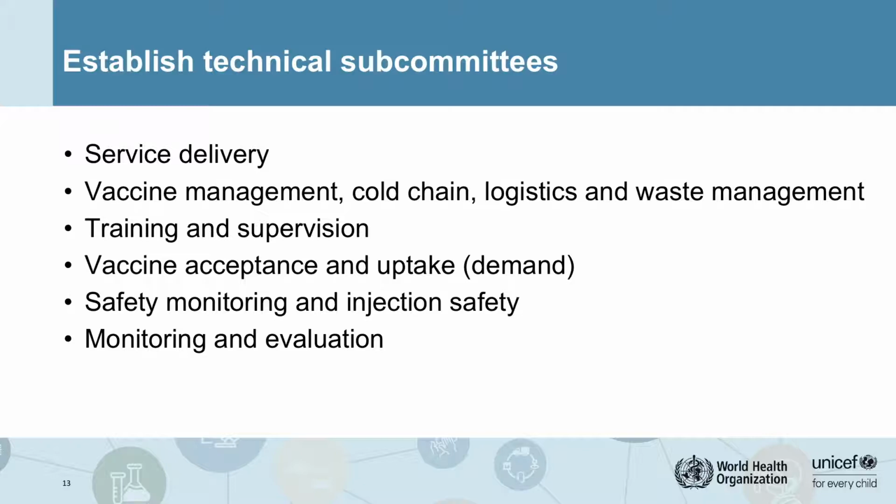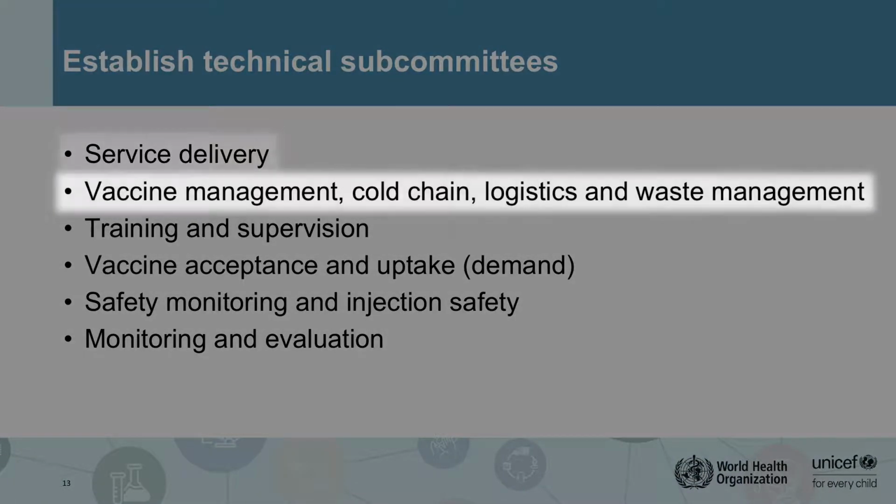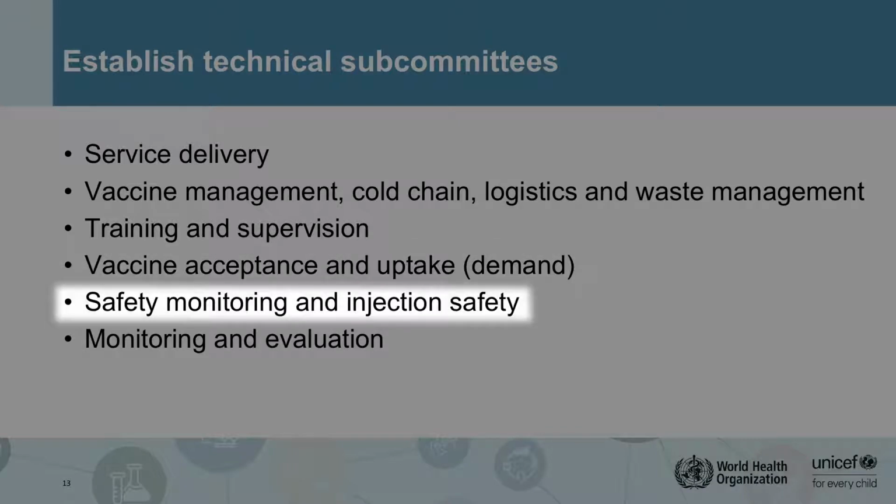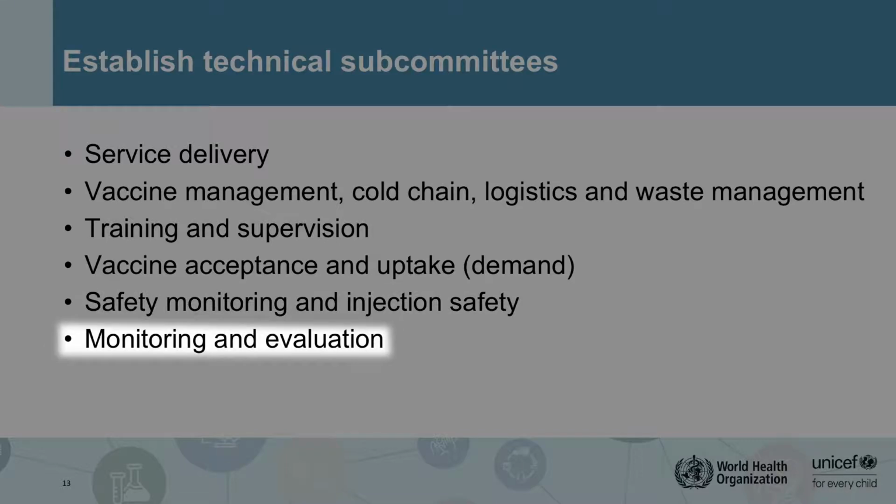Establish technical subcommittees. Each of these focal points or designated offices may appoint a technical working group for the six areas of work. 1. Service delivery. 2. Vaccine management, cold chain, logistics and waste management. 3. Training and supervision. 4. Vaccine acceptance and uptake. 5. Safety monitoring and injection safety. 6. Monitoring and evaluation.